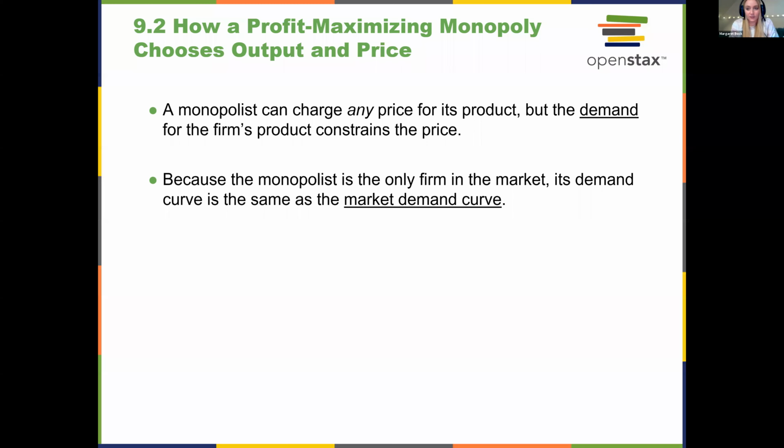So in theory, if a firm is acting like a monopoly, they're the only ones selling a specific good or service. So you would think that they should be able to charge whatever price they want, right? Since there's no one competing with them, they can just say, hey, I'm going to charge millions and millions of dollars for this good that I'm selling, because there's no one here to undercut me or compete with me to force me to charge a lower price.